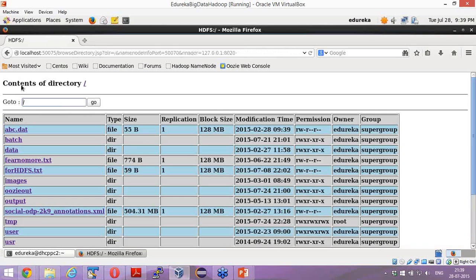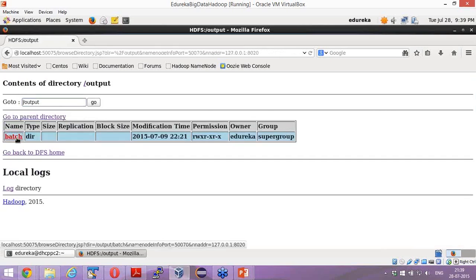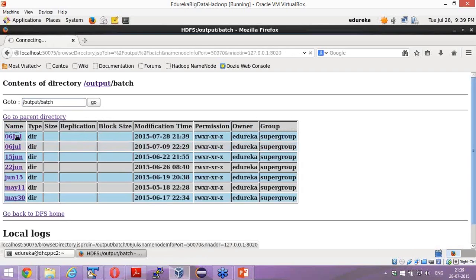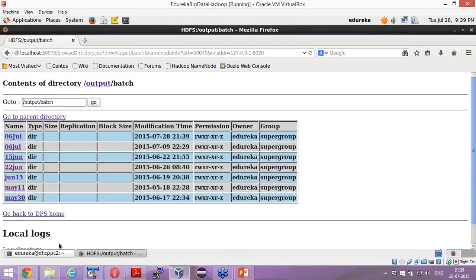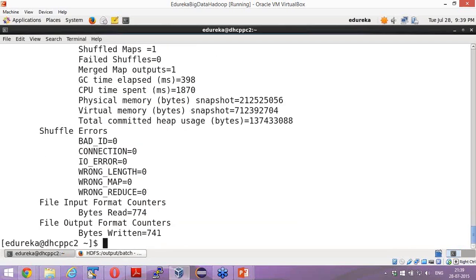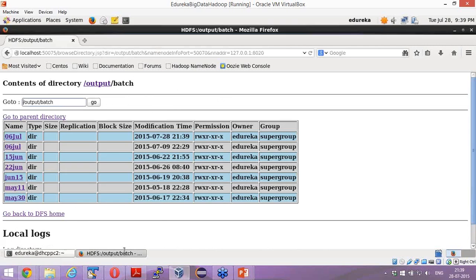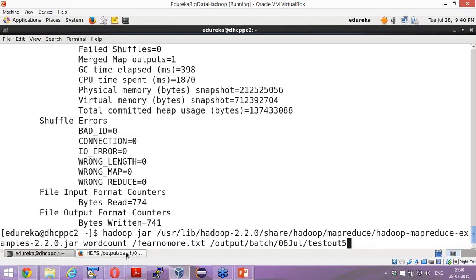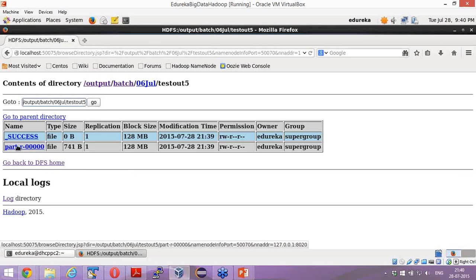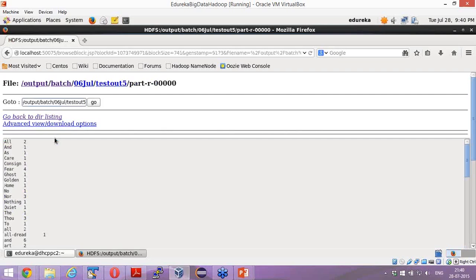So I gave the output, July batch, 6th July, right? So what did I give? Batch, capital J or small j? Forgot. So it's a capital J. So I should get into capital J and test 05, right? That's what I gave. Test out 5, and I can see part-r-00 and so on, everything we'll be discussing. This is the output of a reduce, and only one reduce ran in parallel. So here, all occurred twice and occurred once. I'll be getting a complete list.